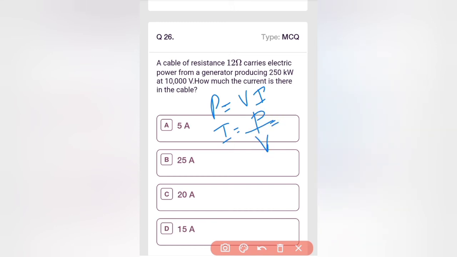So what is P? P is 250 kilowatt divided by voltage, which is 10,000. 3 zeros get cancelled and 4 zeros get cancelled. We get 25 amps. So the current in the cable is 25 amps. Option B is the correct answer.